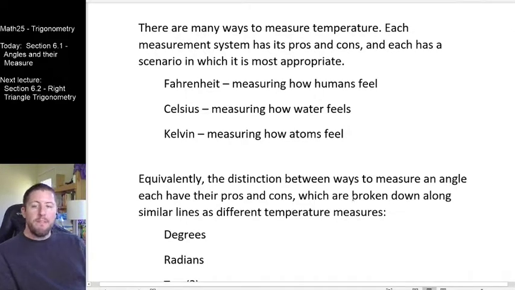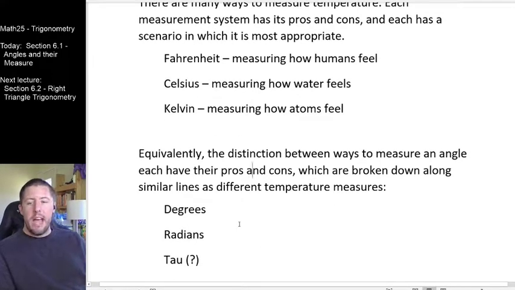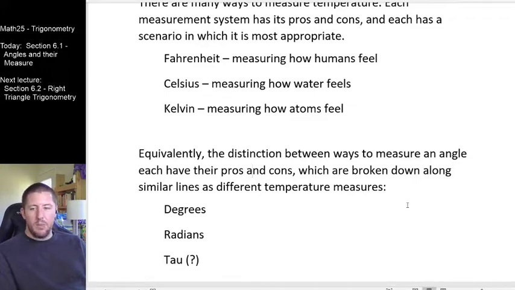The two that are by far the most common are degrees and radians. And similarly, there is a different one out there. I'm assuming half of you don't even know what Kelvin is. Similarly, I'm assuming most of us haven't heard of a tau measurement before, so I put a little question mark next to it. I'll explain it super briefly. It sounds like a good idea until you actually do a lot of math, and then it's not, and that's why we don't use tau.